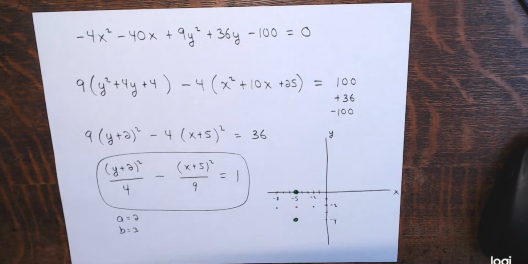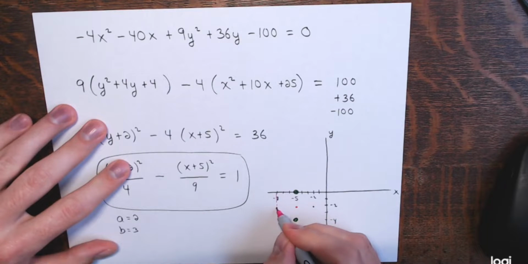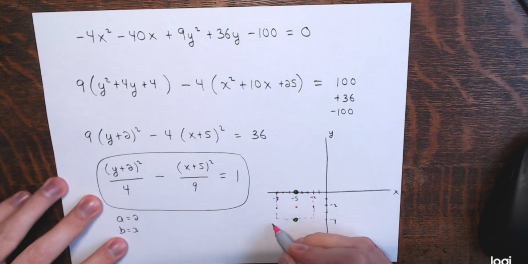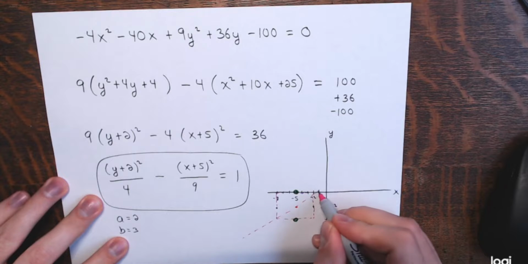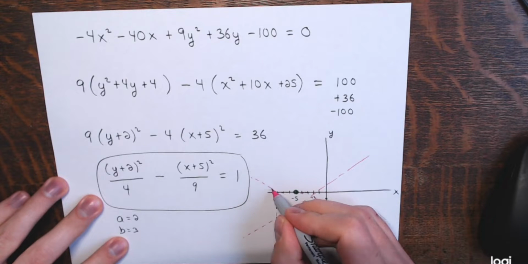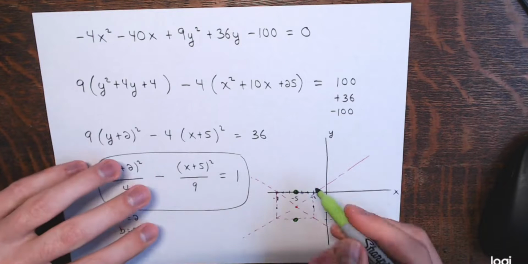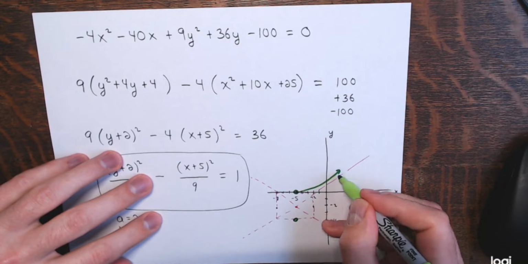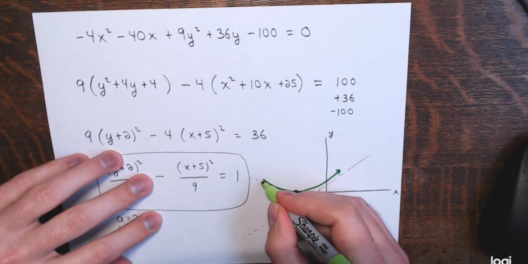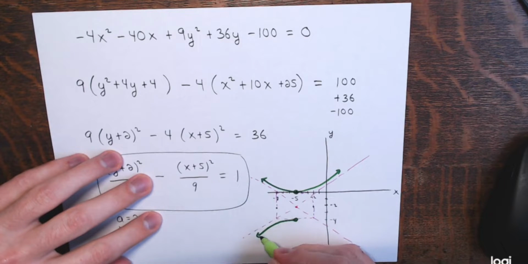And then through the co-vertices and vertices, I make this little box, this guiding box here. And we have the asymptotes going through the corners of that box in the center. And once you have the asymptotes in and the vertices in, you can make a rough sketch. You could also find the foci, but we are not asked to find the foci for a lot of these problems, it seems.